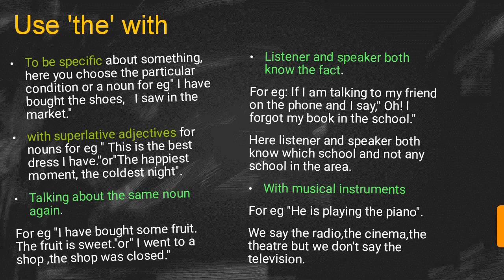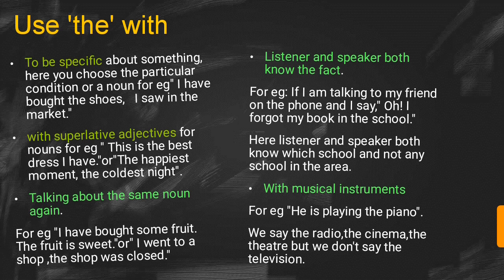The article the is used with superlative adjectives for nouns. For example, this is the best dress I have. You know that adjectives have three degrees: the base form of the adjective, the comparative degree, and the superlative degree. When you are using the superlative degree of good, it will be the best. The superlative degree of happy will be the happiest. Cold or the coldest. Which one is correct? Right, the coldest.